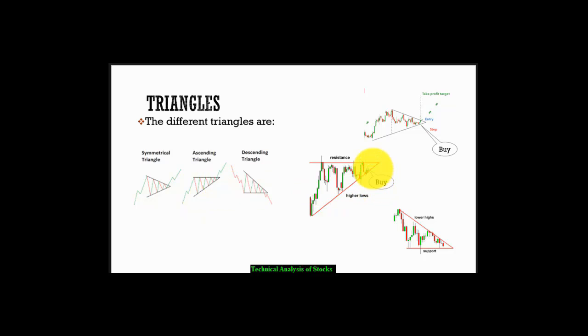Then again it gives a signal, like in the descending triangle. A descending triangle should be formed if the market has been bearish for a long period of time. This gives you a sell signal. So here you can sell at this point.